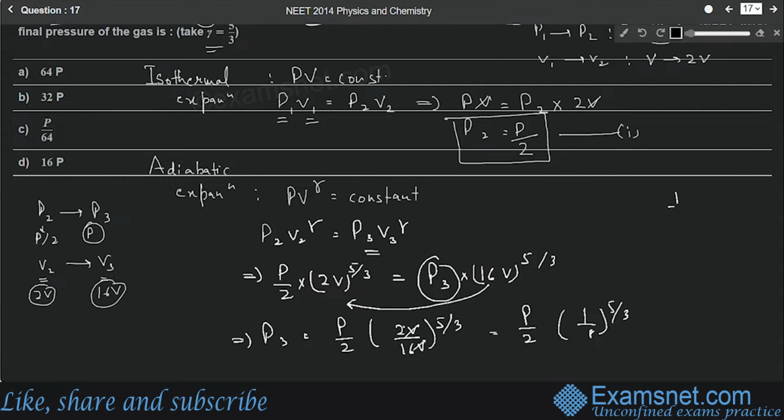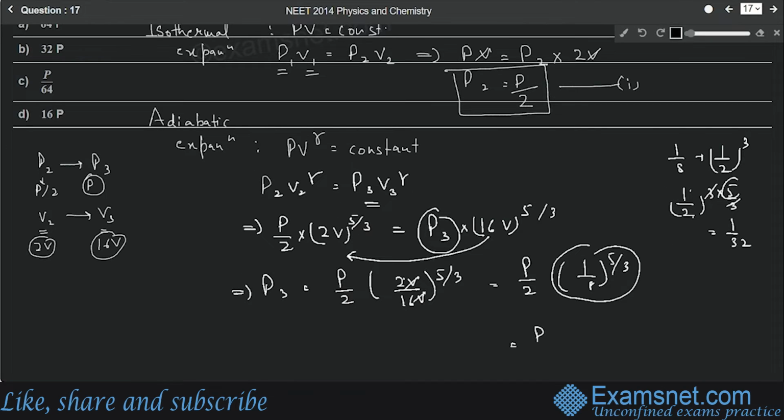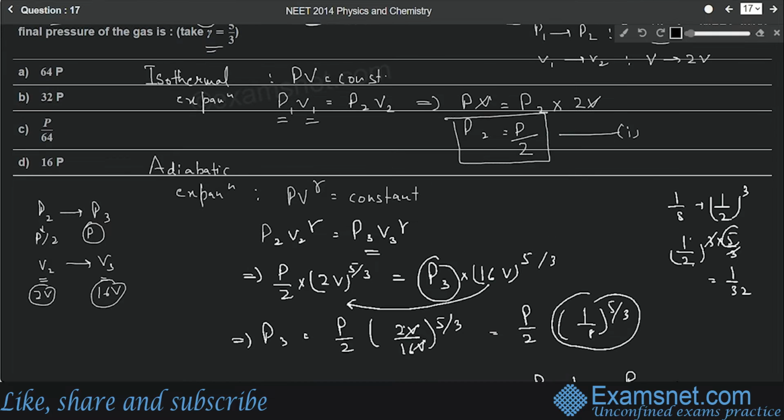We know that 1 by 8 can be written as 1 by 2 cube, right? So 1 by 2 cube into 5 by 3, that means 3 is cancelled. So 1 by 2 to the power 5, that means 1 by 32. Okay, so this has the value 1 by 32. So P by 2 into 1 by 32, that is equal to P by 64. This is the final pressure P3. So let's see the options. In the third option we have P by 64. That means option C will be the correct answer.